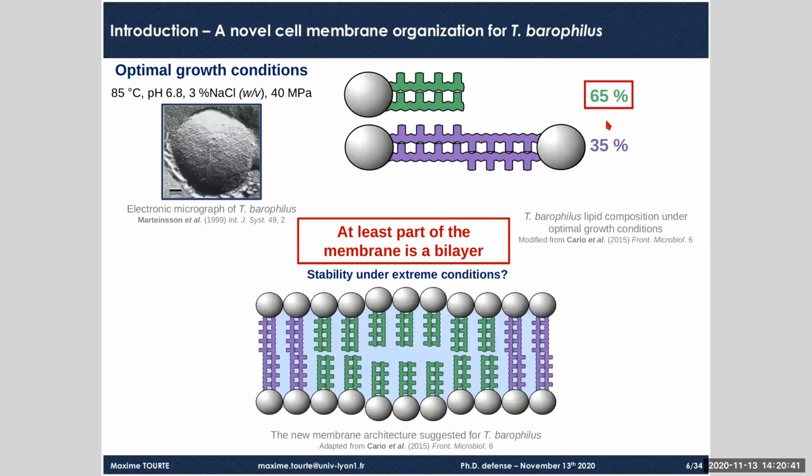Due to the very high proportion of dieters in the membrane of Thermococcus barophilus, it is highly likely that at least part of the membrane of Thermococcus barophilus is actually in the form of a bilayer, whose stability is questionable under the extreme conditions Thermococcus barophilus lives in, even though it is based on archaeal lipids.